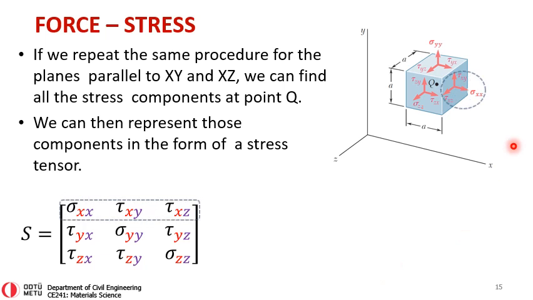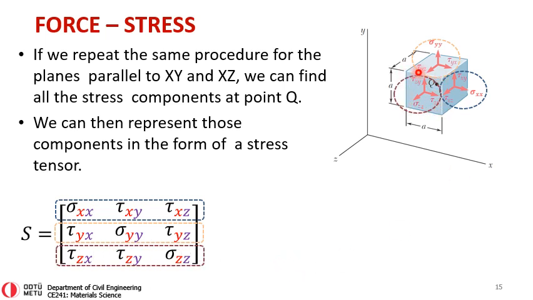These stress components, the first ones that we calculated, sigma xx, tau xy, tau xz, are located in the first row. The second row corresponds to this face, which is tau yx, sigma yy, and tau yz. And the third row corresponds to that face. There we have tau zx, tau zy, and sigma zz.